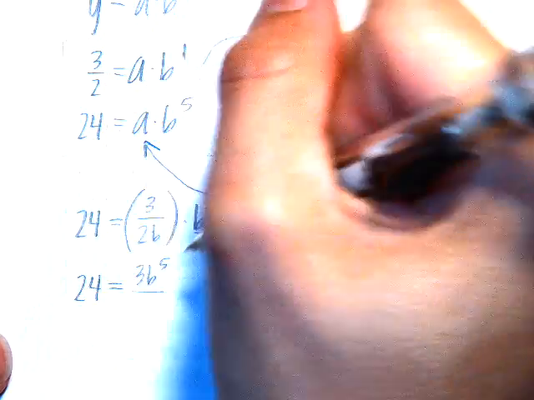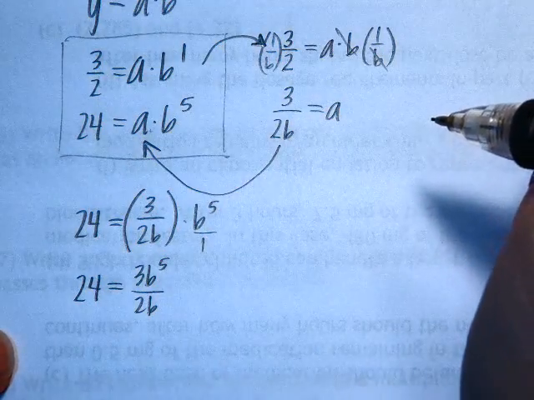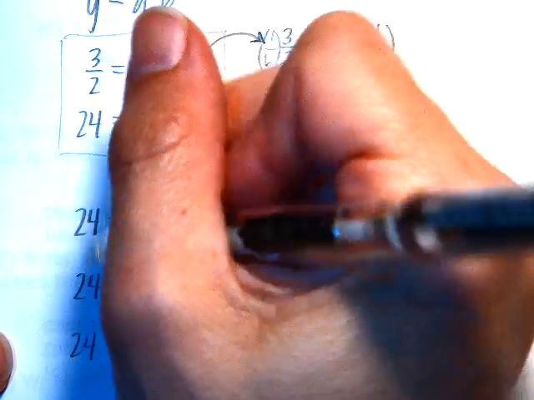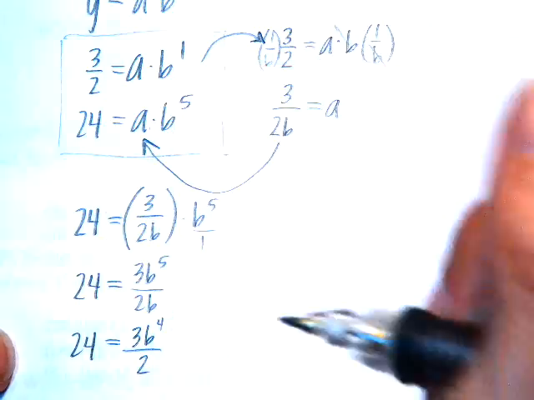So you'd have 24 equals 3 times b to the 5th is 3b to the 5th. On the bottom, 2b times 1 is 2b. This does clean up a little bit, I mean not a lot, but 24 equals, we could clean up one of the b's, so you'd have 3b to the 4th over 2.